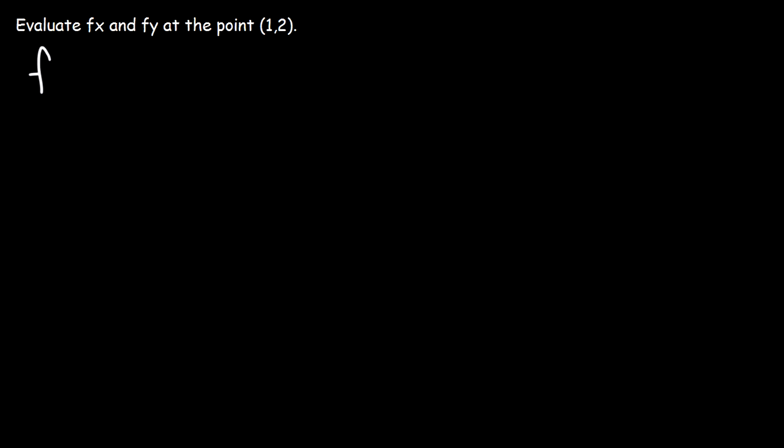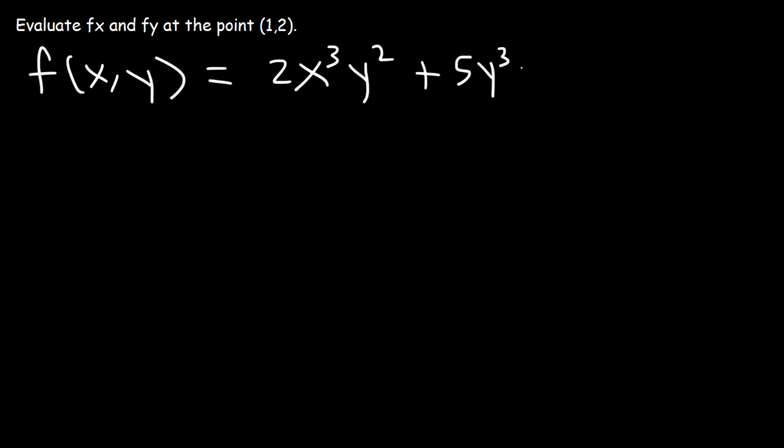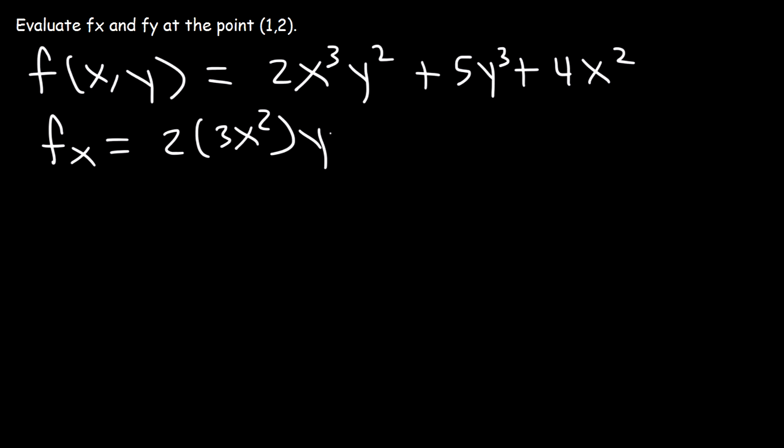Now let's say we're given a function f of x comma y, which is 2x cubed y squared plus 5y cubed plus 4x squared. And we need to evaluate fx and fy at the point (1, 2). How can we do so? Well, first, let's find the partial derivative with respect to x. It's going to be the derivative of x cubed, which is 3x squared. We're going to treat y squared as a constant. The derivative of this constant becomes 0, so we can ignore it. And the derivative of 4x squared is 8x.